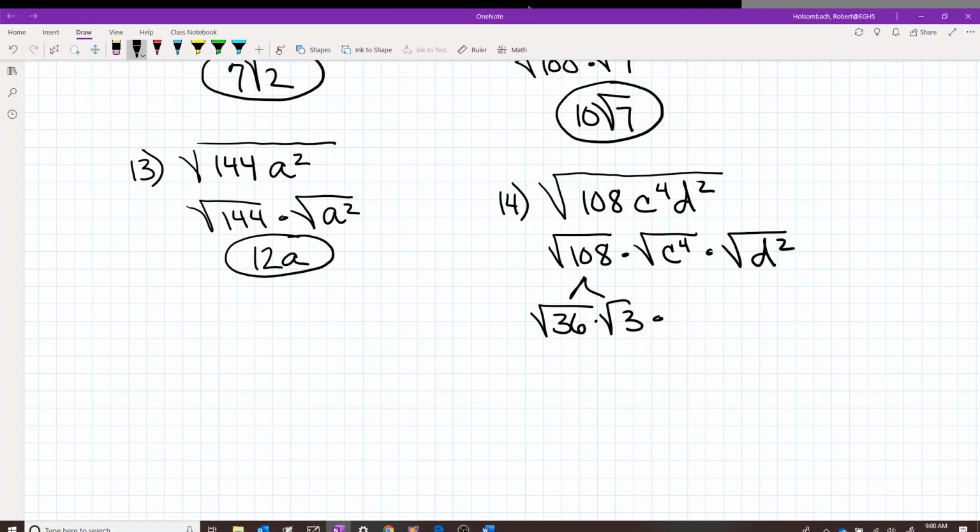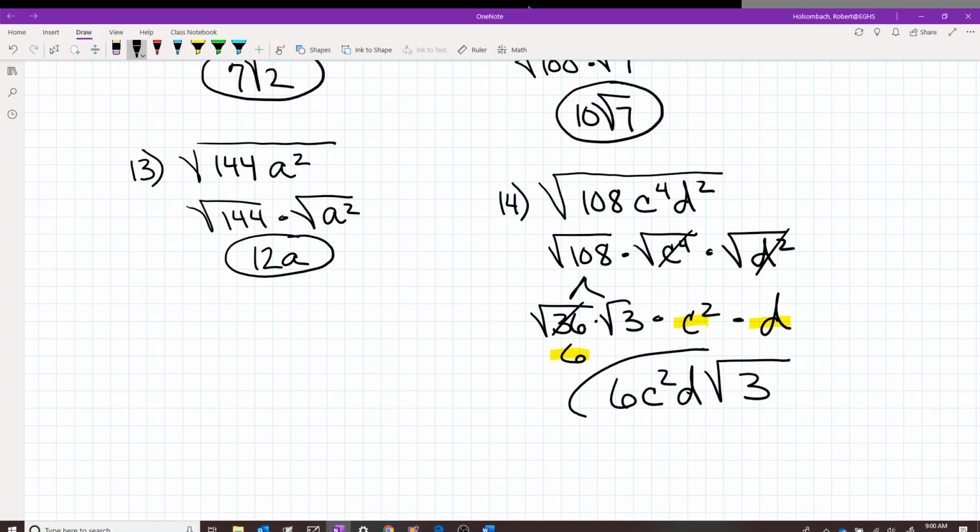Now, the square root of c to the fourth, that's a perfect square. It's equal to c squared. The square root of d squared is a perfect square, and that's equal to d. The square root of 36 is equal to 6. So now you take your three terms that are not under the radical, the 6, the c squared, and the d, and you combine those. That gives you 6c squared d times the square root of 3. There's your simplest form.